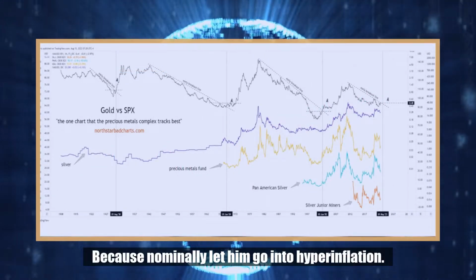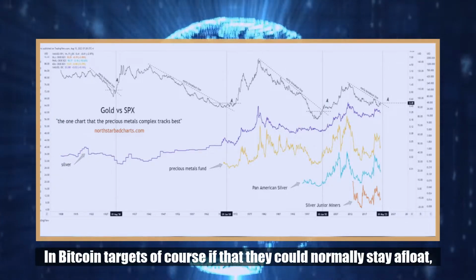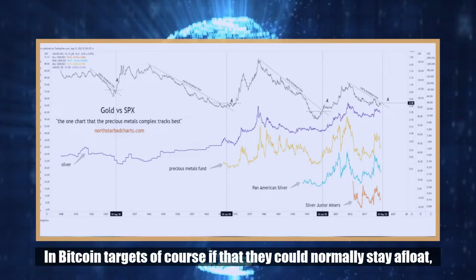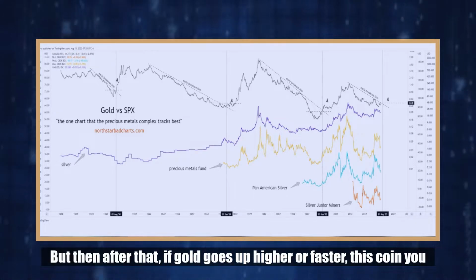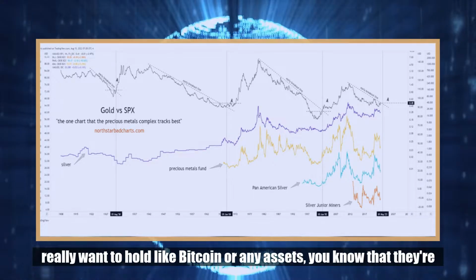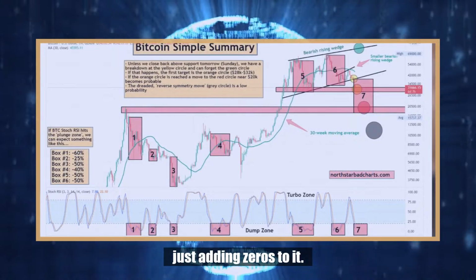Because nominally, let's say we're going into hyperinflation, Bitcoin targets, of course, if it could nominally stay afloat, even go higher. But then after that, if gold goes up higher or faster than Bitcoin, do you really want to hold Bitcoin or any assets that are just adding zeros to it?